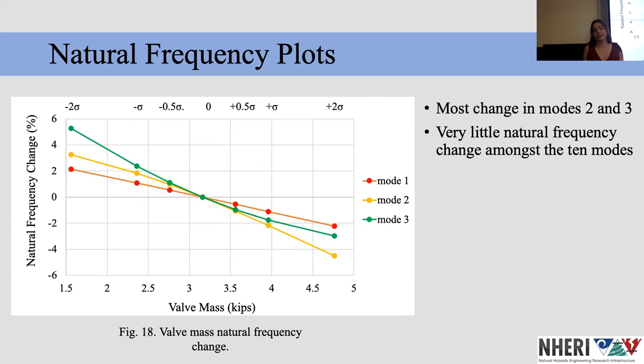This is the valve that's attached to the piping. We saw very little change overall in natural frequency. You can see it only gets up to almost 5 or 6% change. There's the most change in modes 2 and 3, which I found pretty interesting since the valve is attached to the piping. There's more natural frequency change coming from modes 2 and 3, which start to affect the vessel as well.